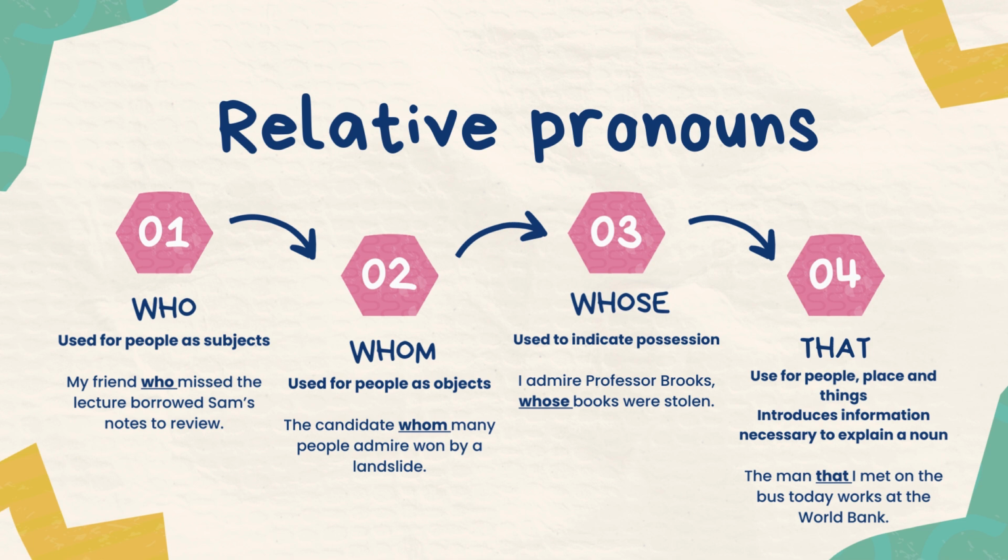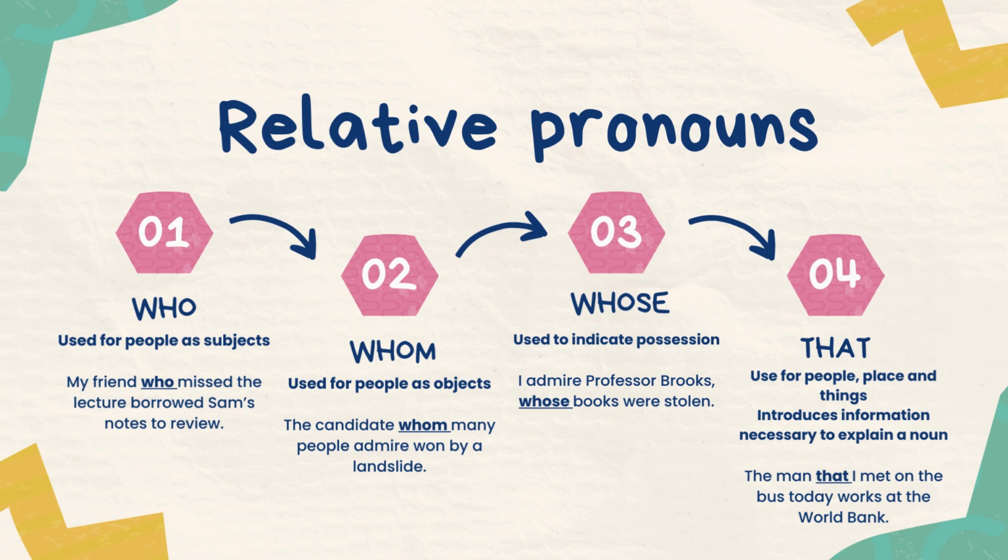According to the relative pronouns, we have 8, and each one can be used for different purposes. The first one is who, which we use for people as subjects. An example is: my friend who missed the lecture borrowed Sam's notes to review.